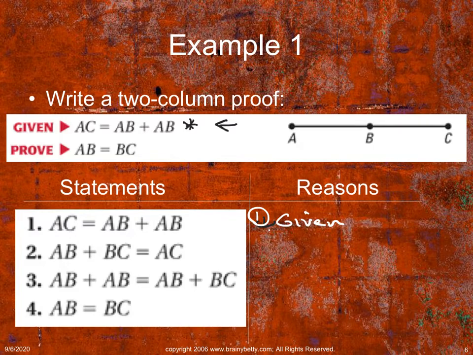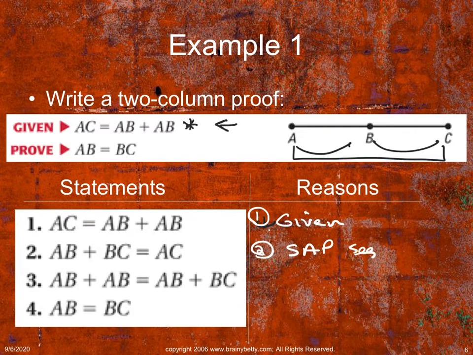So then now we're going to go ahead and see if we can figure out what they did in statement number 2. They're talking about AB plus BC, and they're telling us it equals the whole thing. So this is, again, our segment addition postulate, because they're showing that the little piece of AB plus the other little piece of BC equals the whole thing. You can either abbreviate it or you can write out segment addition postulate.